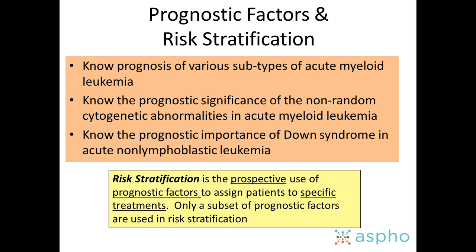All right, so let's talk about prognostic factors and risk stratification. They'd like you to know the prognosis of various subtypes, and also the prognostic importance of Down syndrome and the cytogenetic abnormalities. I just want to highlight in yellow here what we mean by risk stratification and prognosis, because they're often used interchangeably, but they mean different things. Risk stratification is the prospective use of prognostic factors to assign patients to a specific treatment. There are lots of prognostic factors, but the only ones that are important for risk stratification are those that are actually used to assign treatment.